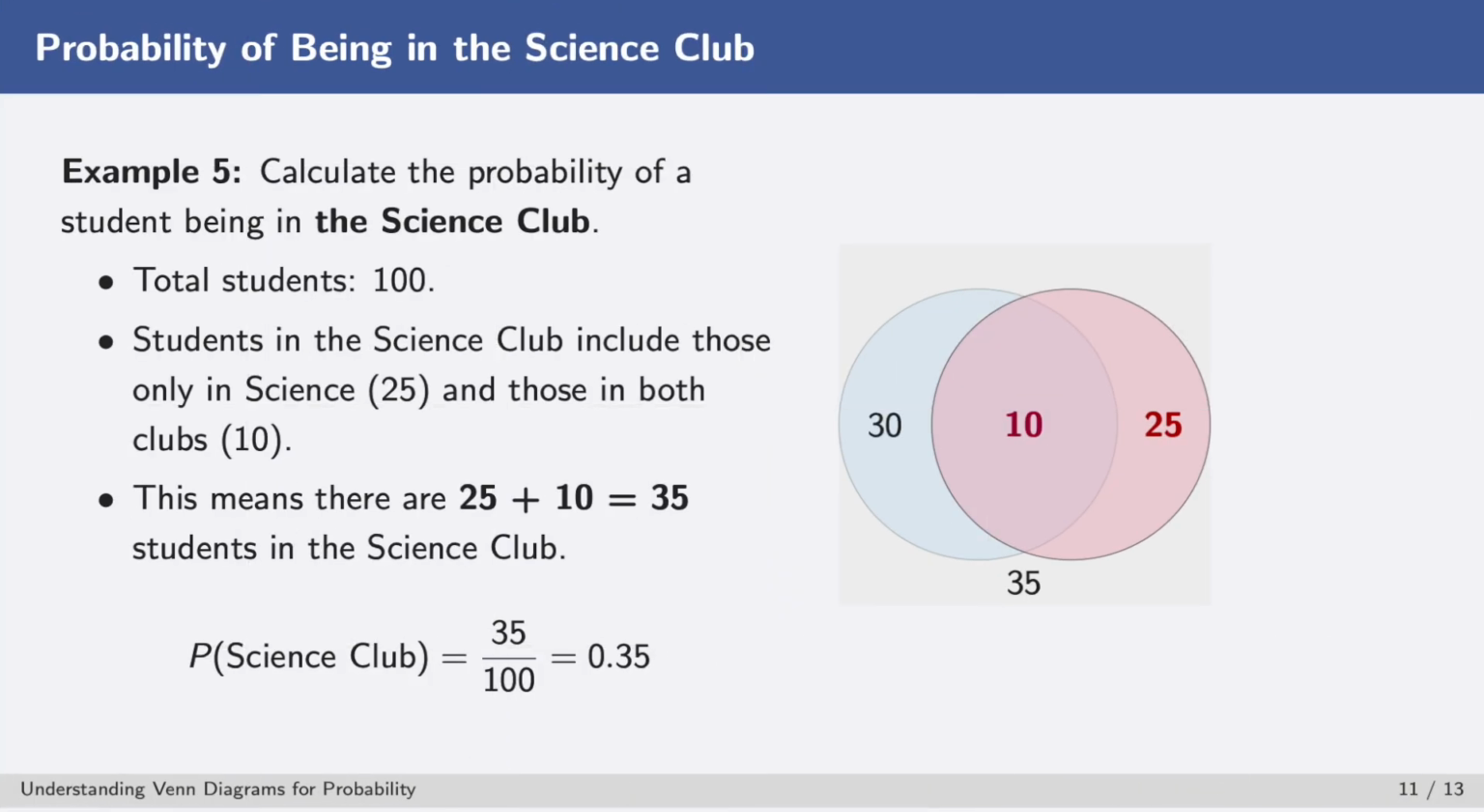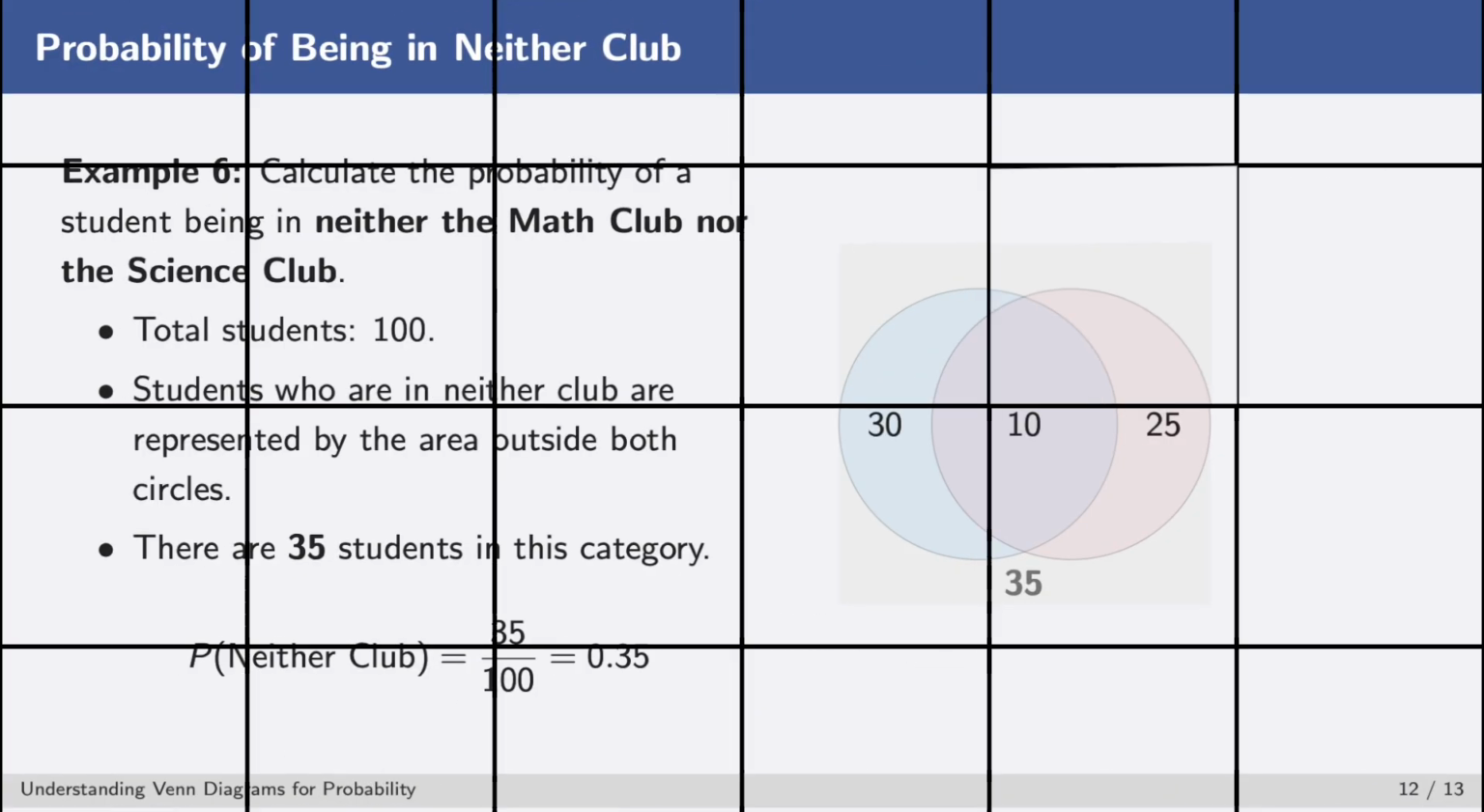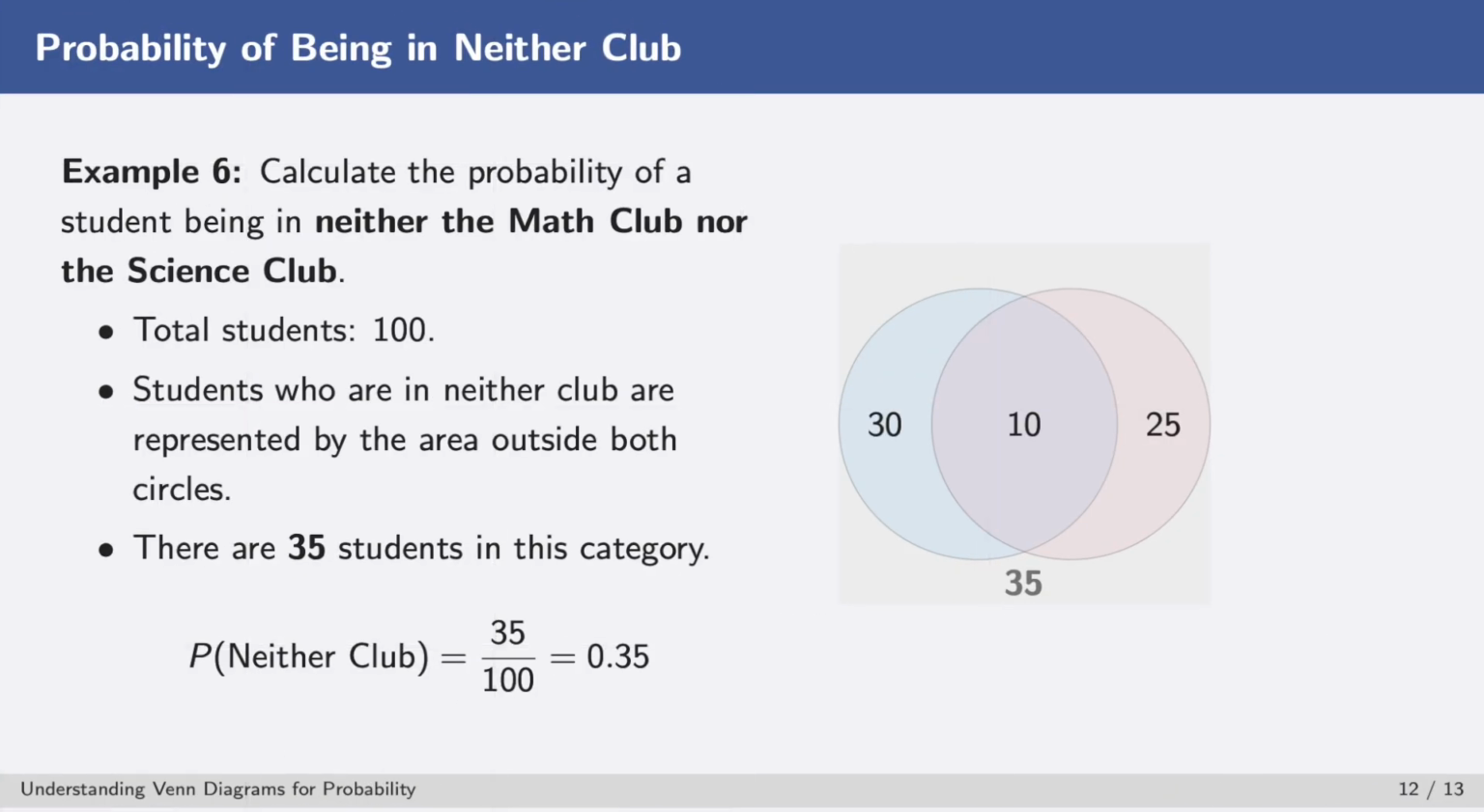In example 5, we're calculating the probability of a student being in the science club, regardless of whether they're also in math. Referring to the Venn diagram, we see there are 25 students only in science, plus another 10 who are in both clubs. Adding these up, we get 35 students in the science club. Dividing 35 by 100, this gives us 0.35. So there's a 35% chance of a student being in the science club. Now let's look at the probability of a student being in neither club on the next page.